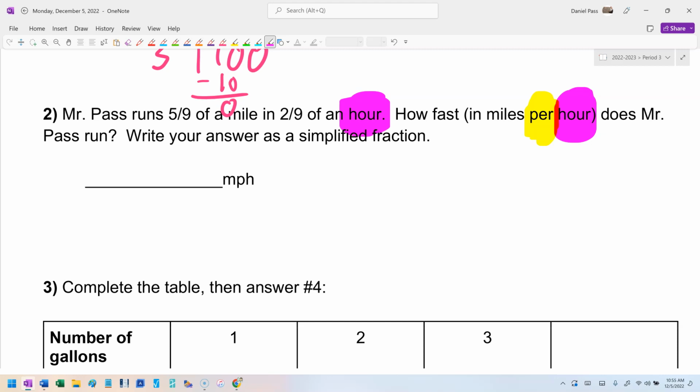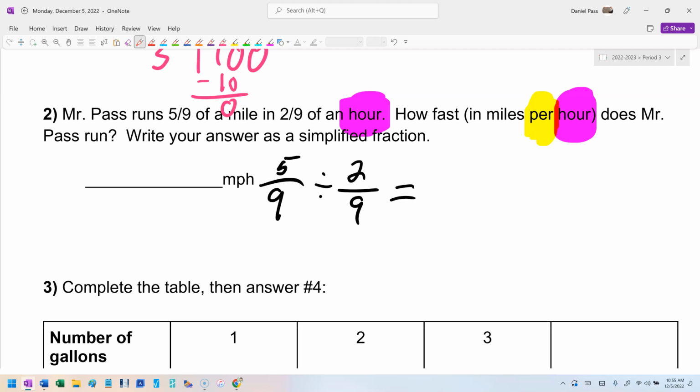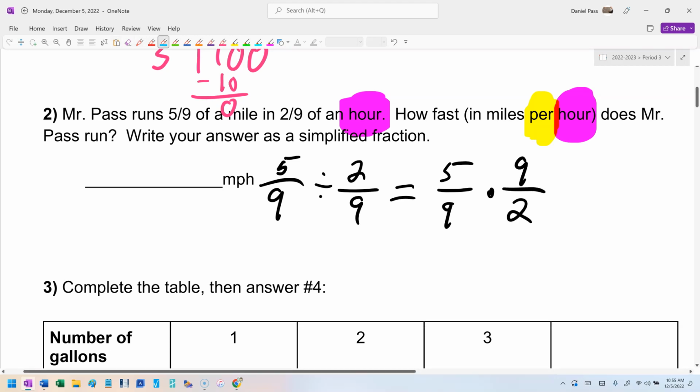Okay, go ahead. 5 over 9 divided by 2 over 9. Good. How do we do that? Use a reciprocal. The reciprocal times what? 2 over 9. 9 over 2. Good. Now what? We want to reduce these 9s. So what can we divide them both by? We divide them both by 9, so they become 1.